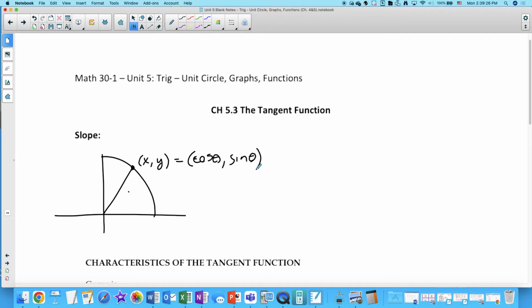Right? So this is 1. Here's my theta, right? So tan theta equals y over x, which is sine over cosine. Okay, and it's also the slope of the terminal arm.